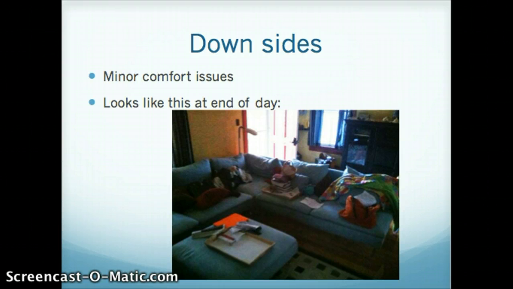It can be really comfortable. The seating is so deep that you can lay down on it, almost doubles as a bed really well. So it's a really good lounging couch.